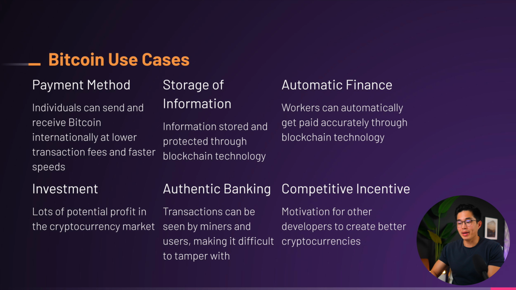As a storage of information, Bitcoin has already proven its use because of blockchain technology. This new technology has led to hundreds of other cryptocurrencies being made with different blockchains and storing different types of information with their own algorithm.